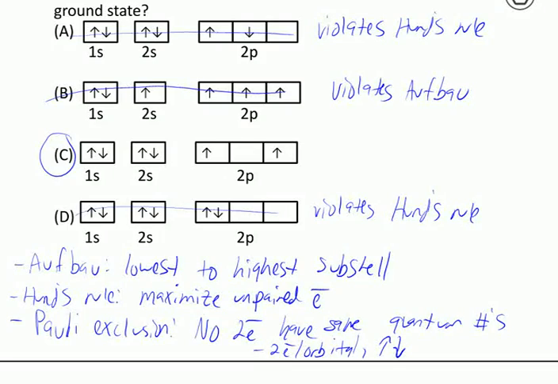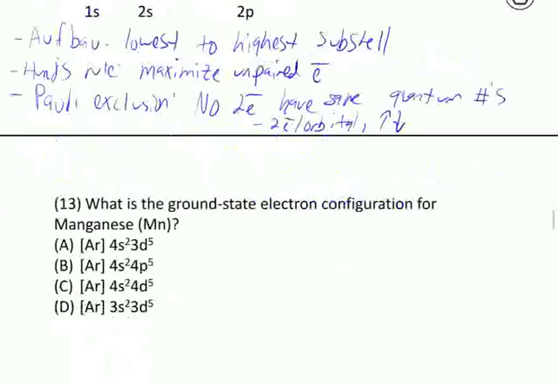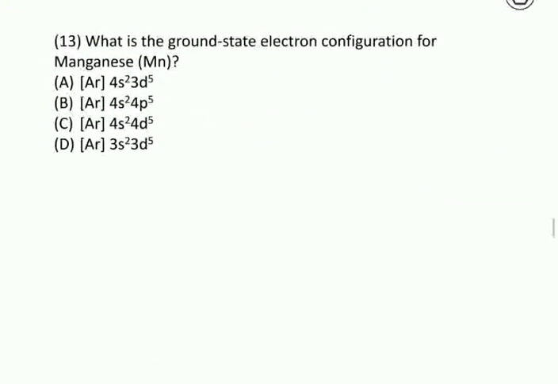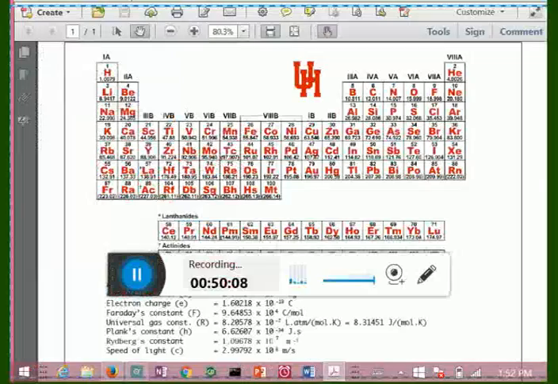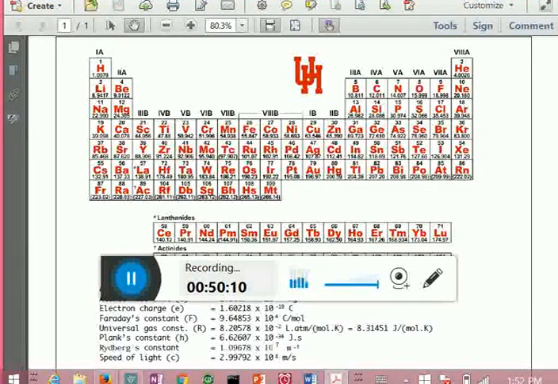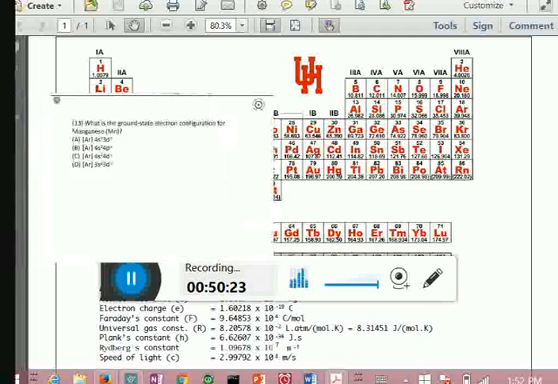Okay. Moving on, question 13. Ground state configuration for manganese. So here's where the periodic table becomes our friend. Manganese is, as we saw earlier, atomic number 25. So we find it in the periodic table right here. For the shorthand notation, we go back to the previous noble gas. The previous noble gas that comes before manganese is argon, number 18. So that means we're going to have the core electrons from argon.